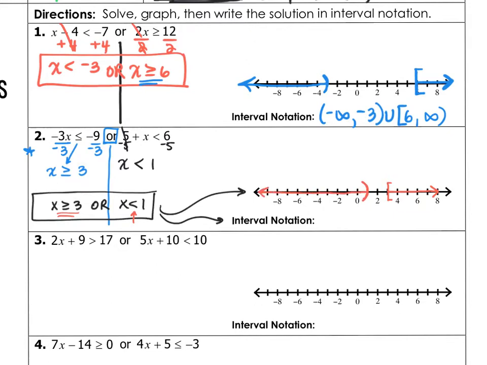Now to express this in interval notation, read the number line, the solution drawn from left to right. So from -infinity to 1, parentheses, union, bracket, from 3 to +infinity. So again, for interval notation, you're reading the number line, your graph, from left to right. And the gap is represented by a union, a U sign.